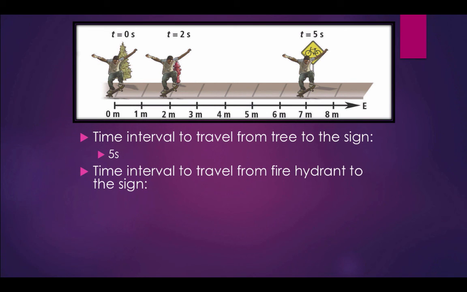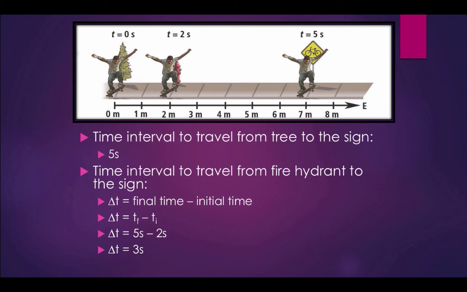Let's calculate this using our formula. Delta t equals final time minus initial time. Delta t equals tf minus ti. Delta t equals 5 seconds minus 2 seconds. Our time interval is 3 seconds to travel from the hydrant to the sign.